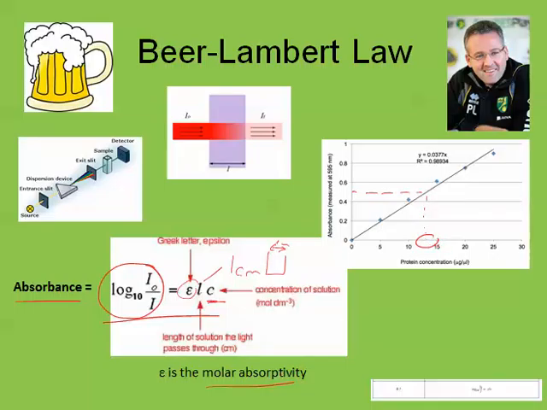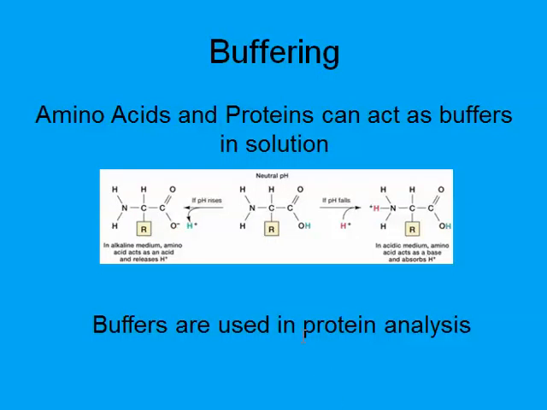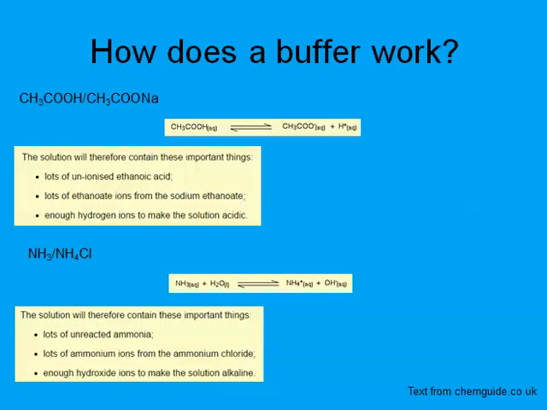Right, buffering. Amino acids can act as buffers. We talked about them being amphiprotic earlier. You can see them here gaining and losing protons. How does a buffer work more generally? Well, two buffer systems we can consider. One would be a weak acid and its salt, or a weak base and its salt.